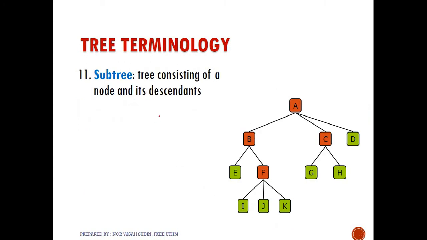Alright, what about the subtree? The tree consisting of a node and its descendants. So this is an example of a subtree. It consists of a node, which is this node, and its descendants. This is the subtree of C. What about the subtree of A? Which is this part.